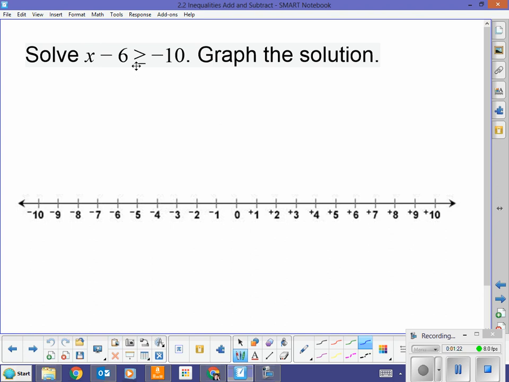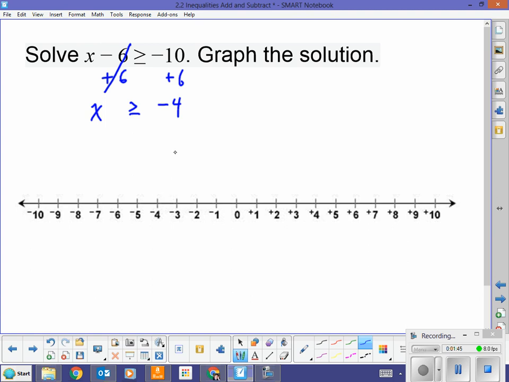X minus 6 is greater than or equal to negative 10, then graph the solution. All right, so what I'm going to do here, I'm going to add 6 to both sides, just like I would have done if this was an equation. Negative 6 plus 6 cancels out because that becomes a plus 0. So x is greater than or equal to negative 4.